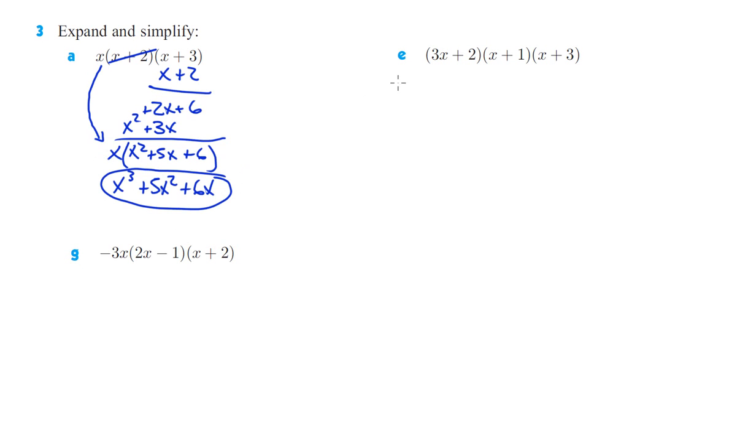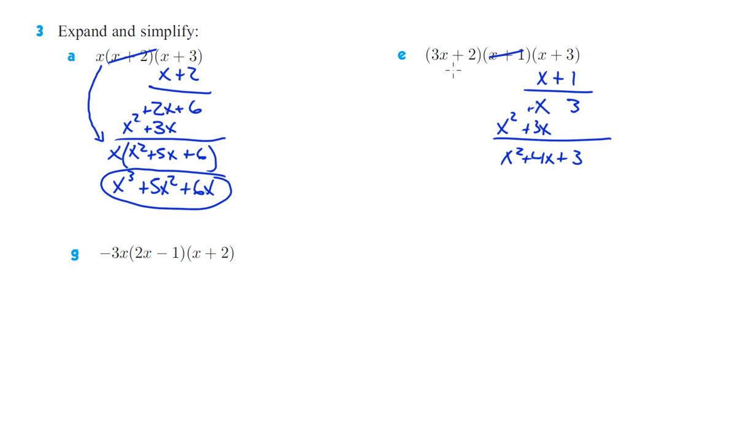All right? It doesn't matter which ones you do first. I'm going to try to do the simpler ones first. x plus 1. So 1 times 3 is 3. 1 times x is x. x times 3 is 3x. And then x times x is x squared. So that's a positive 3. x and 3x is positive 4x. And we got an x squared there. Okay? So we got these all taken care of over here.